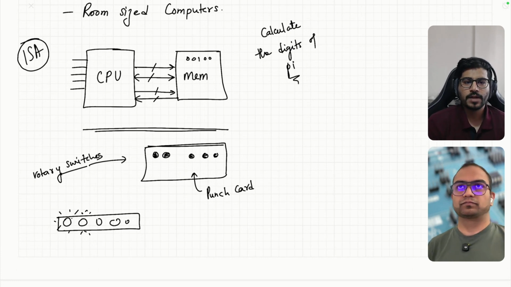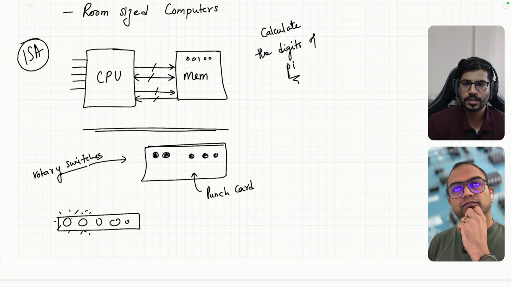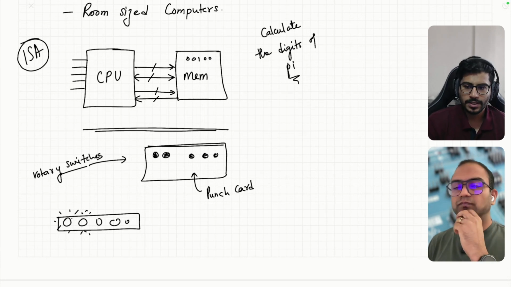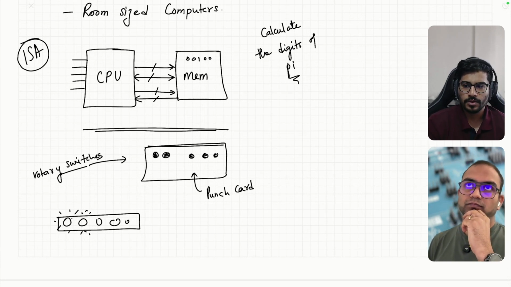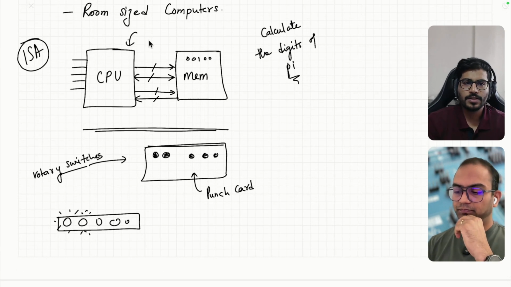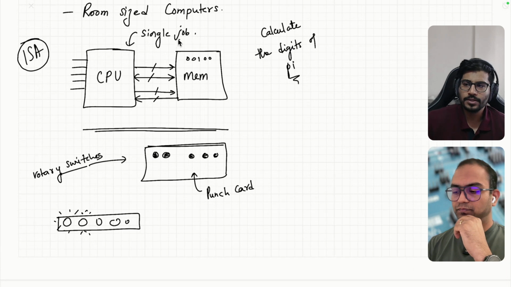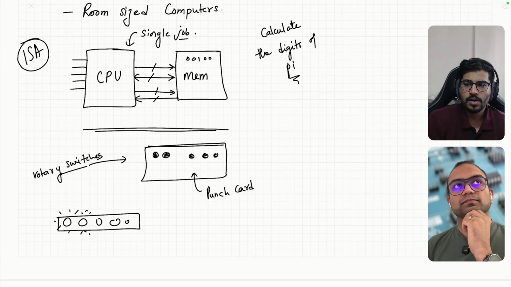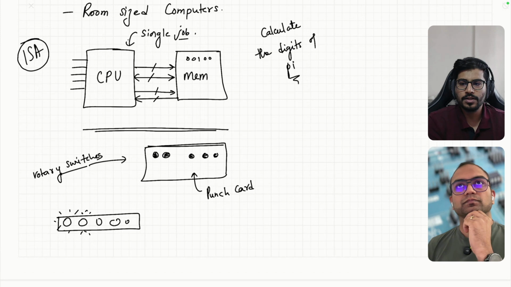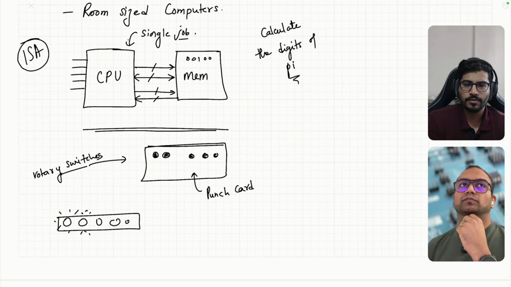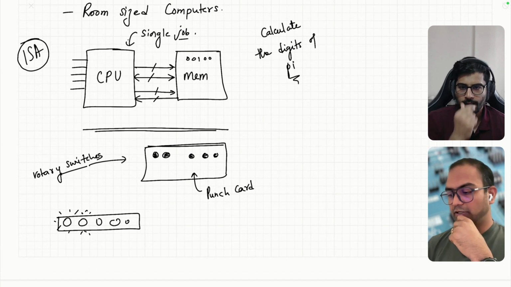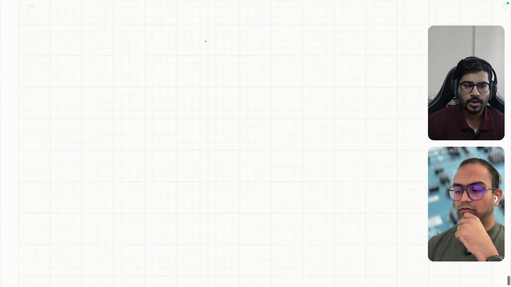So the key point which I want to drive home here is that the CPUs were just designed to do one job. Once it's done, they would halt their computing, and then some actual human worker would have to get a new job, a new punch card, so to speak, and feed it again to the machine, and it would do the next job. That is the main point I want to drive home.